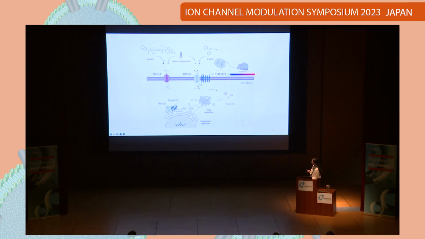Here is a summary. In this study, we found that TMEM79 could downregulate the function of TRPV3 and cause TRPV3 degradation in the lysosome. And this interaction between TRPV3 and TMEM79 could be involved in the regulation of the warm sensation.